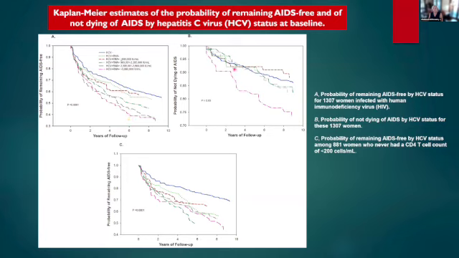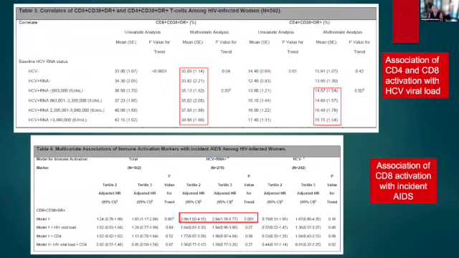Here, the death is at the very highest level, over 3 or 4 million copies, which is predictive of AIDS. And here you still see that HIV only is doing better. This tells you that treatment may be very important in co-infected people for HCV. Here we show the association of CD4 and CD8 activation with HCV viral load.